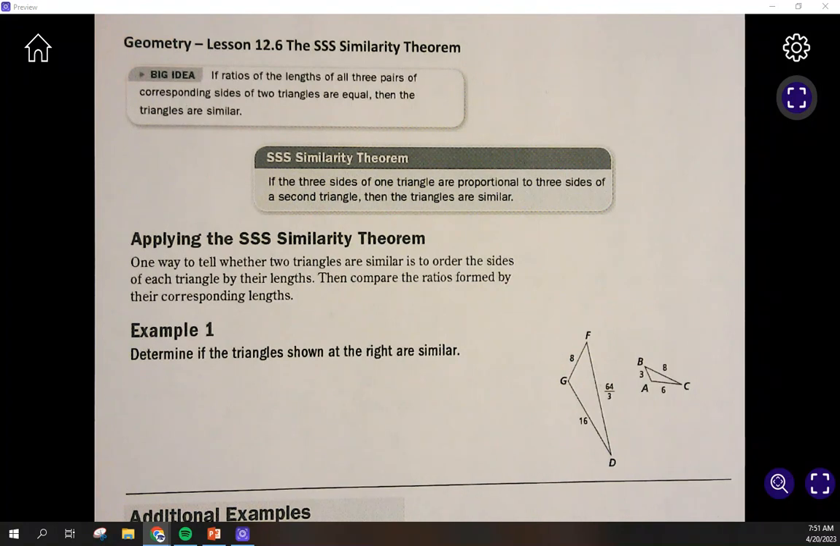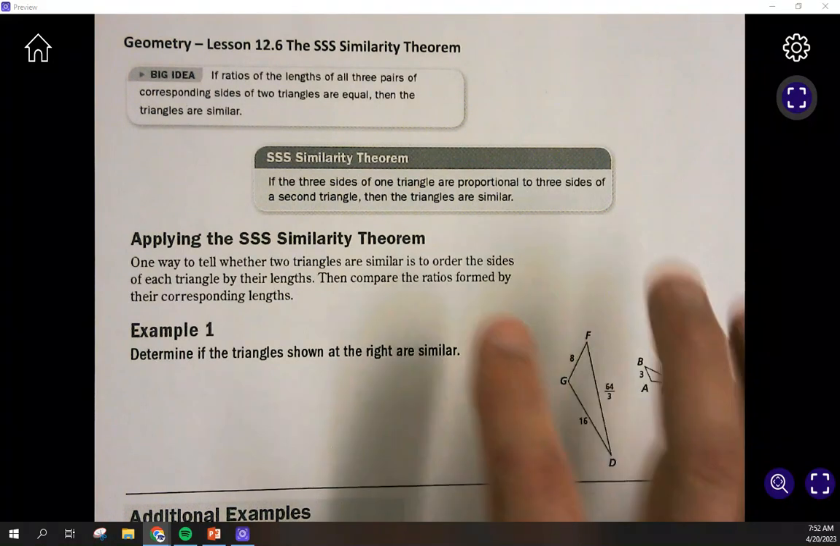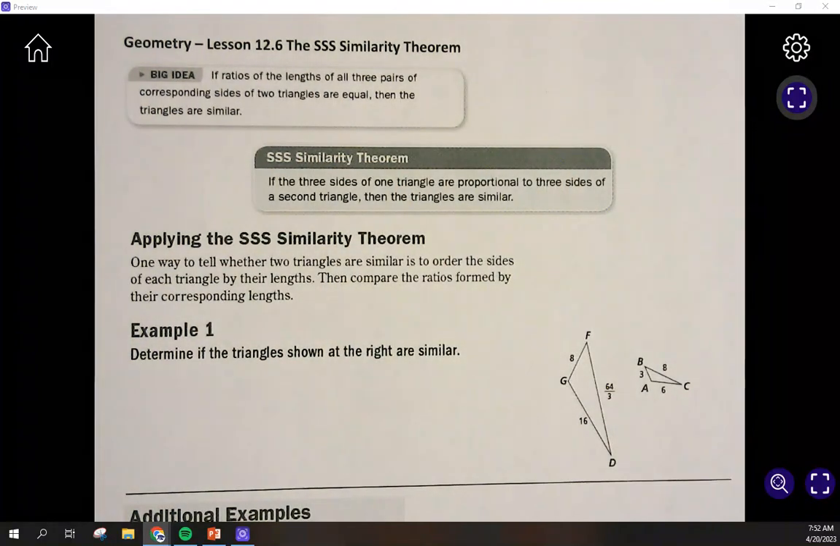The big idea says if the ratio of the lengths of all three pairs of corresponding sides of two triangles are equal, then the triangles are similar. And the theorem itself says if the three sides of one triangle are proportional to three sides of a second triangle, then the triangles are similar.